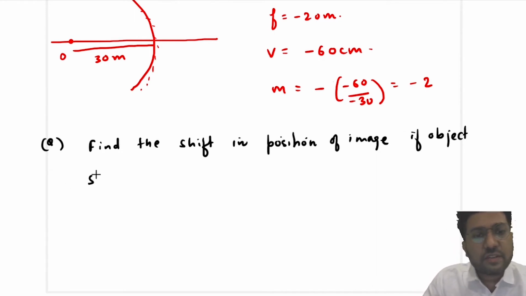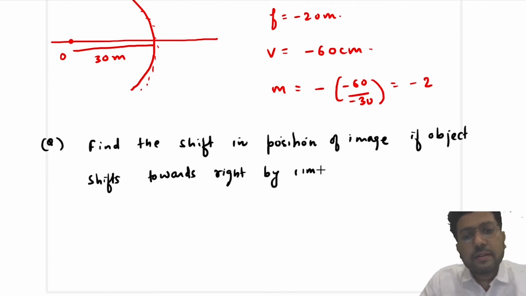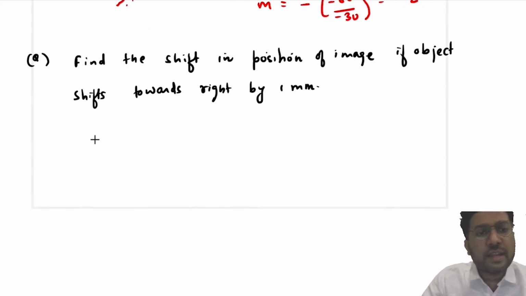If object shifts towards right by 1 millimeter, then what is the shift in the position of the image? You know that dv by du is equal to minus m square, right?